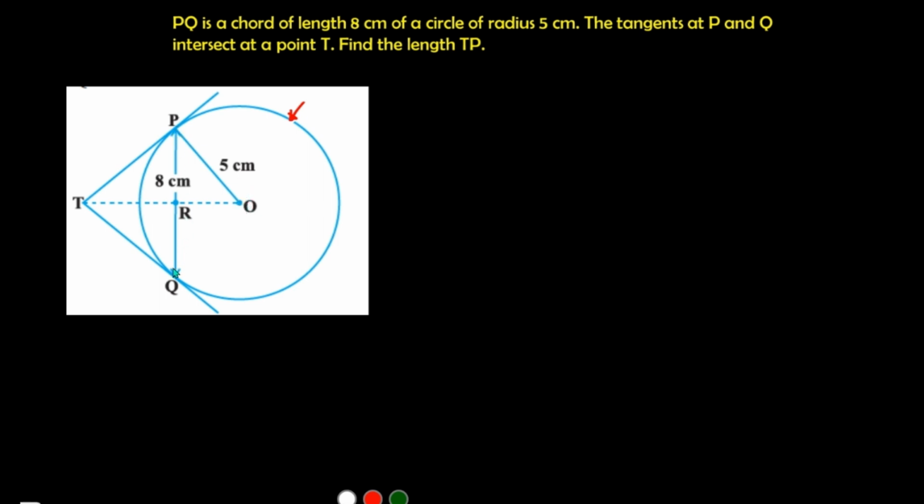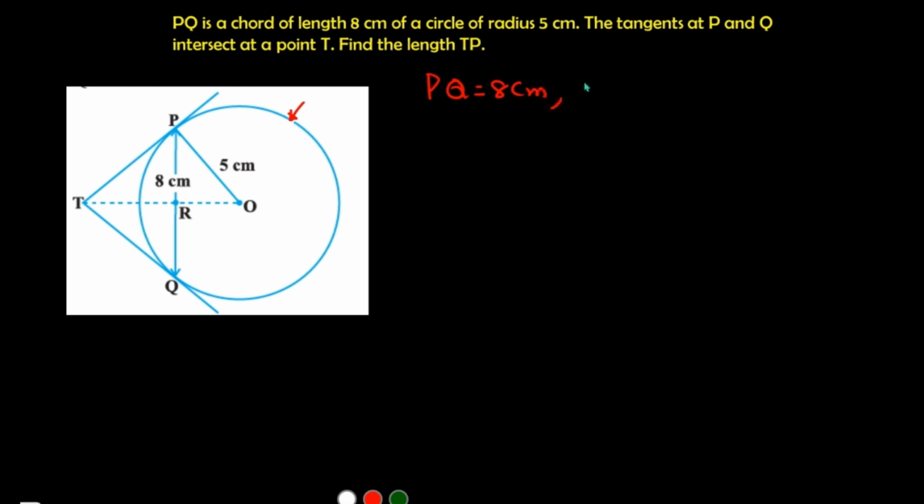There is one chord given, okay? In that circle, he has given the chord. The chord is PQ. The chord length he has given is 8 centimeters. That means PQ is equal to... Just write down whatever they have given, okay? So they have given that PQ equal to 8 centimeters.